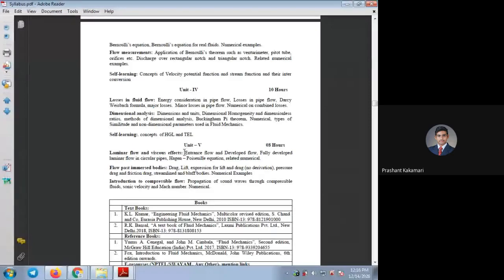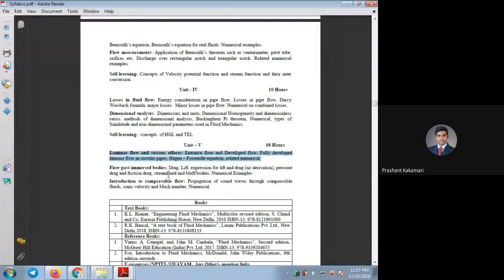That is, in the pipe, entrance and developed flow we are going to discuss. Fully developed laminar flow and the Hagen-Poiseuille equation. So we will understand what this equation is and how to derive it, the pressure difference in pipe flow. That is called the Hagen-Poiseuille equation. Then later we are going to discuss some numericals on this chapter. So this is one chapter in which we are going to discuss laminar flow with some viscous effects.